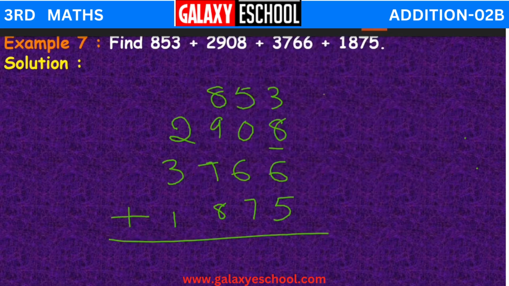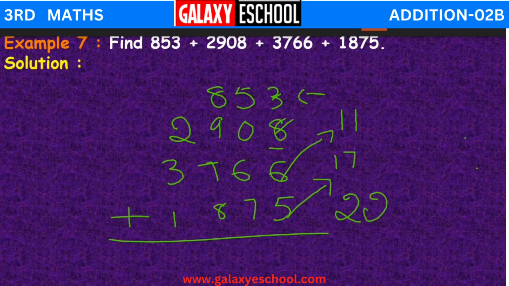Now coming to the ones place, we have 3 plus 8, which is equal to what? 3 plus 8 is equal to 11. Now 11 plus 6 becomes 17, and 17 plus 5 becomes 22. In this 22, this 2 is in the ones place, so I'll write it here. This other 2 is in the tens place, so I'll carry it. I'll carry this 2. Coming to the tens place, 2 plus 5 becomes 7.